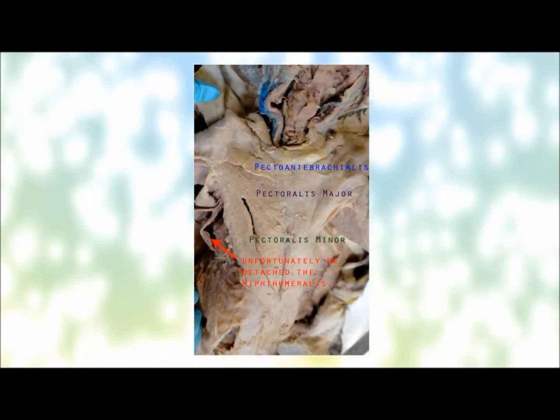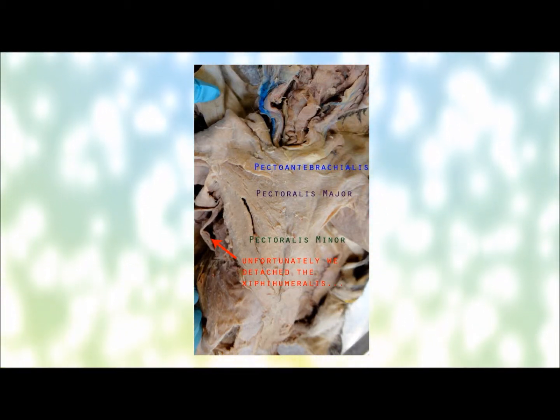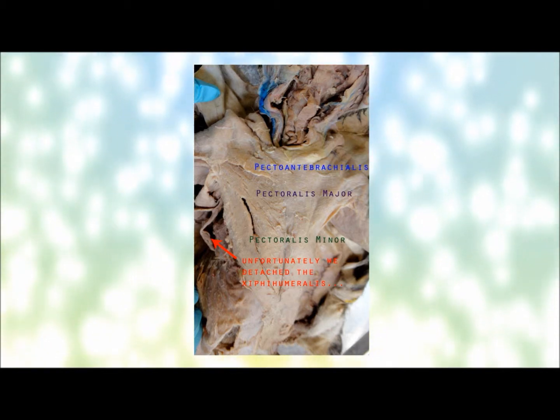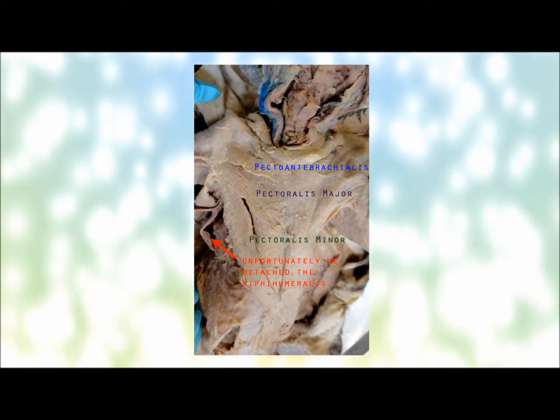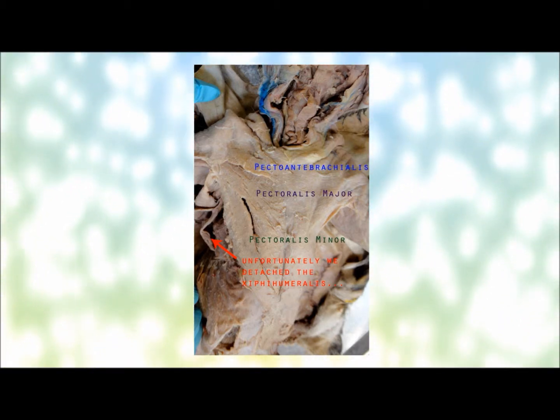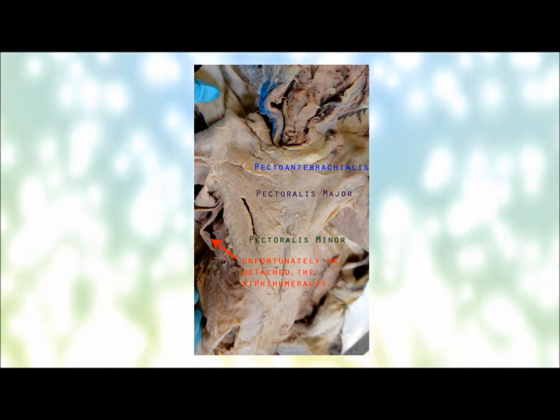What's this? That would be the chest area of the cat. First off, we have the pectoral antebrachialis. Beneath that, we have the pectoralis major, and beneath that would be the pectoralis minor. What's xiphihumeralis? Xiphihumeralis, which you unfortunately detached from our cat. My bad.